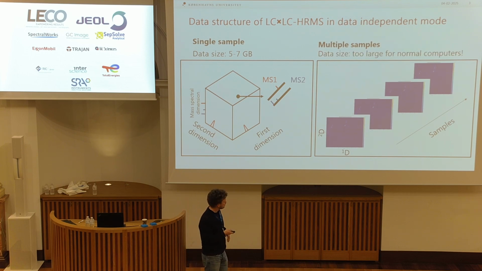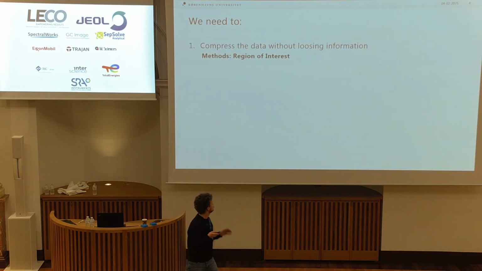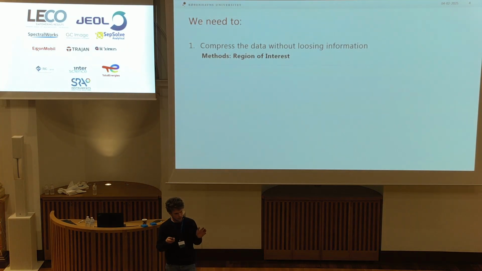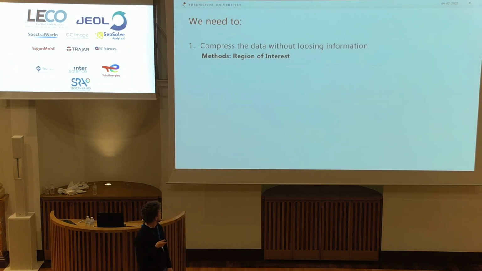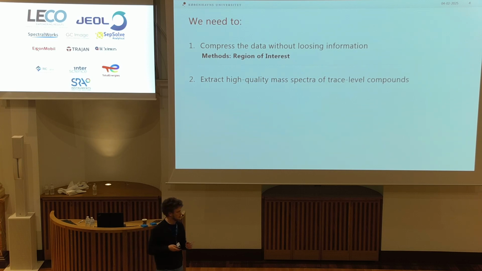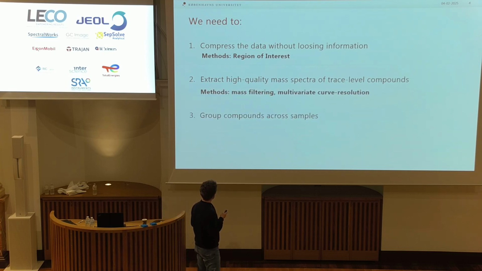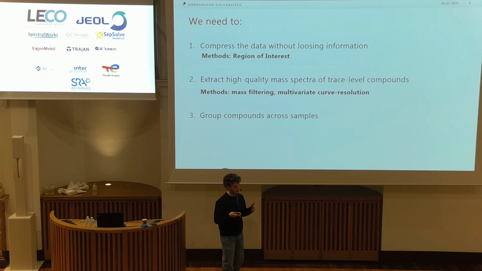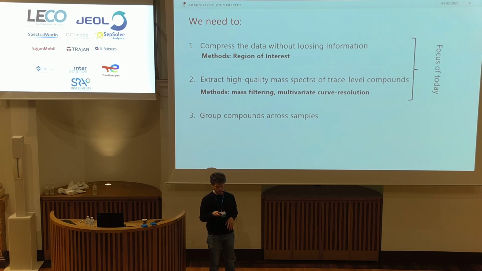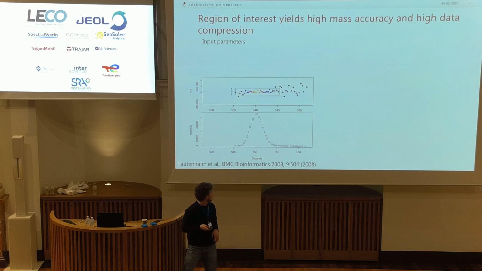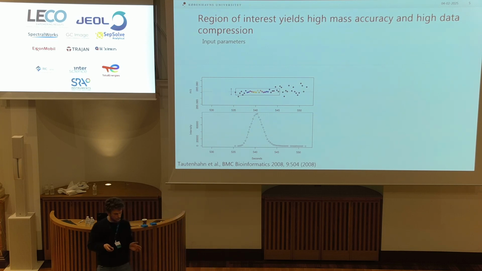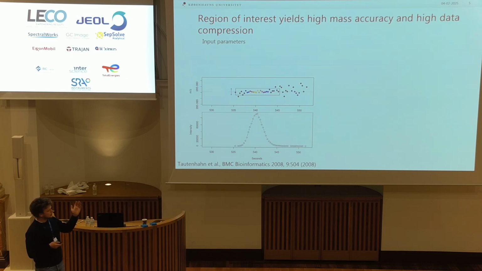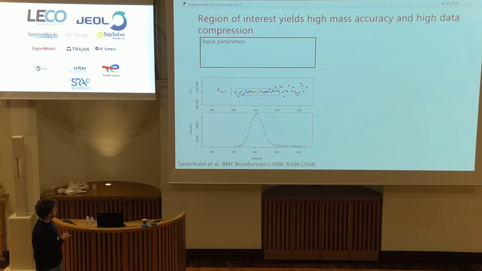So what we need to do is compress the data without losing too much information. And then we need to be able to extract high quality mass spectra, also for low intensity compounds. And then we need to group compounds across samples. And this will be the focus of today in the interest of time. So what we will start off with is doing region of interest, so it's basically detecting peaks, so peak detection.